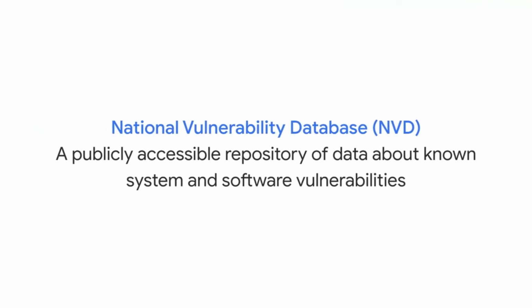MITRE assigns an identifier including the letters CVE, the year, and a unique number to each vulnerability. These identifiers make it easier to share information about vulnerabilities. The National Vulnerability Database, or NVD, is a publicly accessible repository of data about known system and software vulnerabilities created and updated by the National Institute for Standards and Technology, or NIST. The NVD is updated regularly with information from researchers, vendors, and other security organizations.